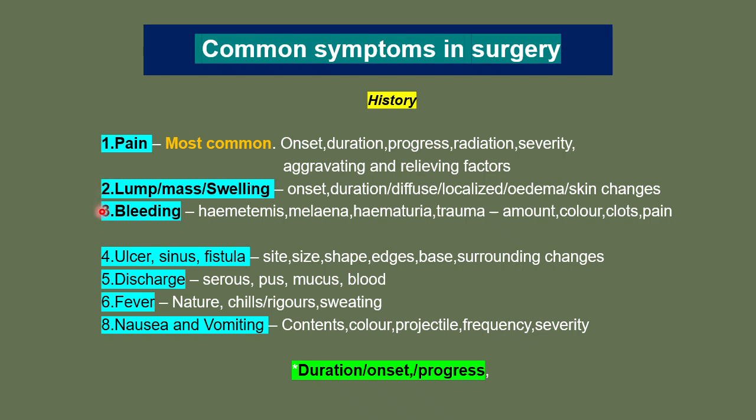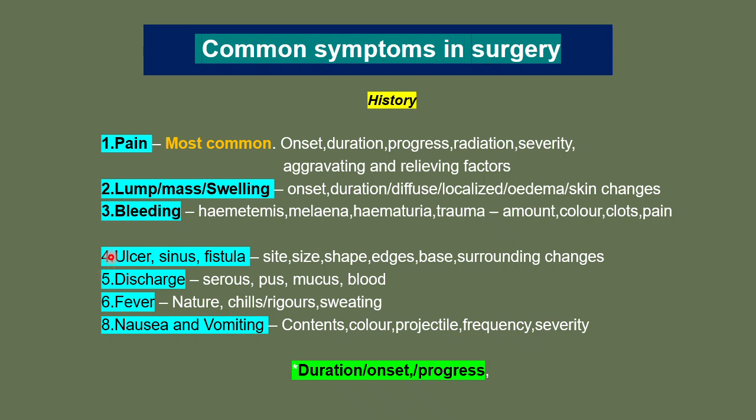The third common symptom in surgery is bleeding, and this can be hematemesis, the vomiting of blood; melena, passing of black stools, stale blood in stools; or hematuria, passing of blood in the urine. In all these conditions, it is important to document the amount of blood, the color of the blood, the presence of clots, and whether it's associated with pain or otherwise.